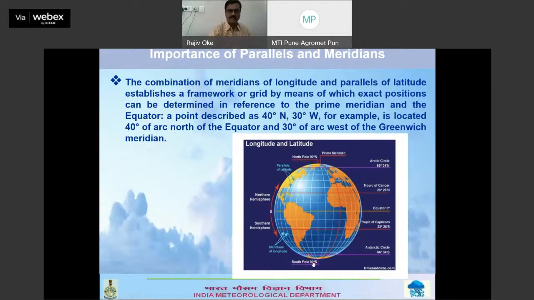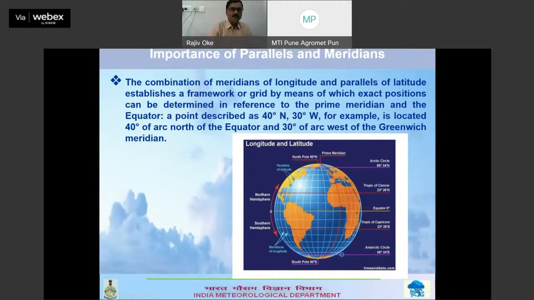Here our Earth has the south pole and north pole. This red line is the prime meridian, and these are the latitudes. Basically, the first latitude, the equator, is zero. Beyond that, at 23.5 there is the Tropic of Cancer. At 66 degrees there is the Arctic Circle, and beneath, southwards, are the Tropic of Capricorn and the Antarctic Circle.